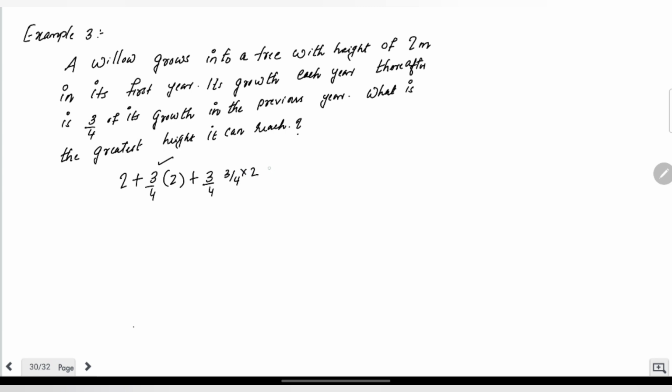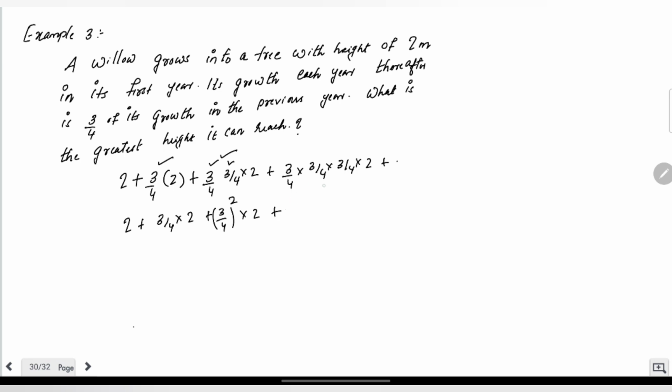Okay, then the next one is 3 by 4 of the previous one. That is 3 by 4 times 3 by 4 times 2. So let me arrange this: 2 plus 3 by 4 times 2. This one is how many 3 by 4? That is (3 by 4) square, isn't it? Times 2.